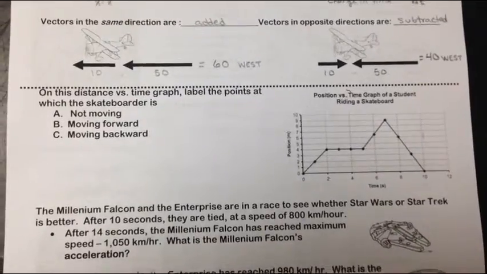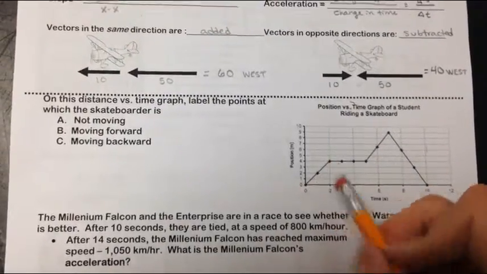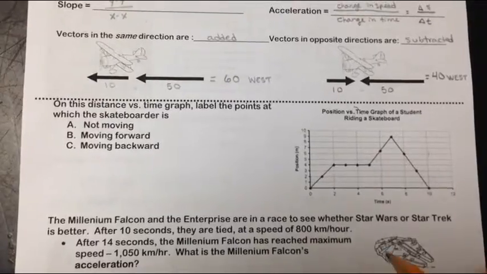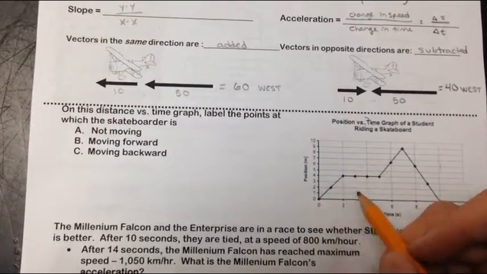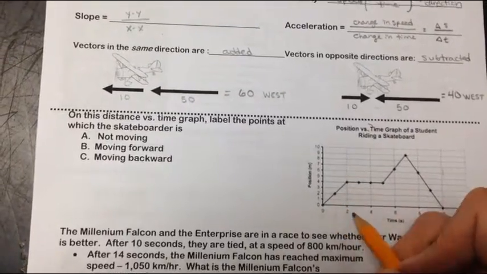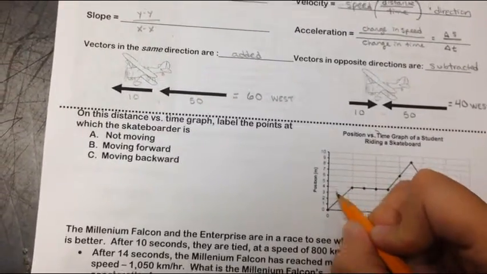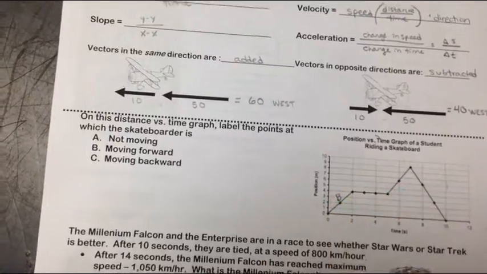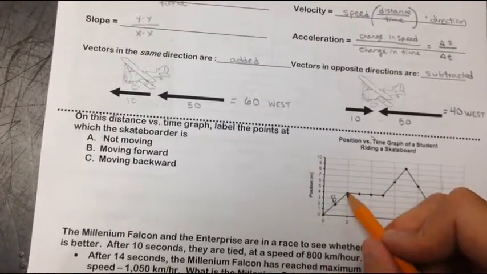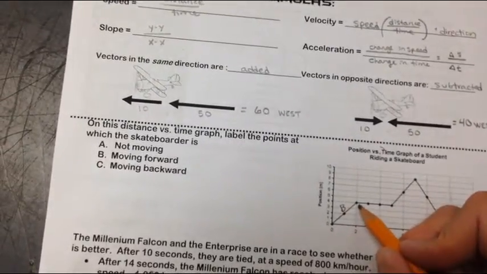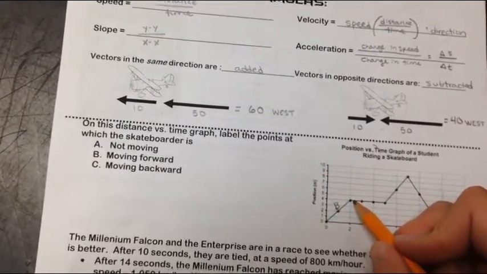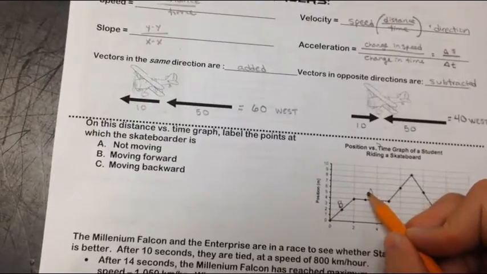Alright, on this graph we're going to be looking at position over time, or distance over time. So here, his distance is changing over time. So he's definitely moving. Is he moving forward or backward? We're going to say he's moving forward because he went 4 meters, okay? And then here, the position hasn't changed, but time has changed. So that's like saying time keeps clicking by, but you're staying in the same spot. So you are not moving.